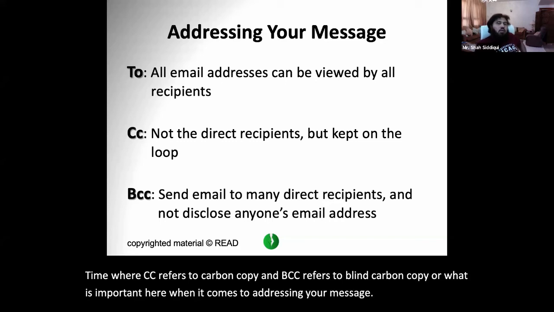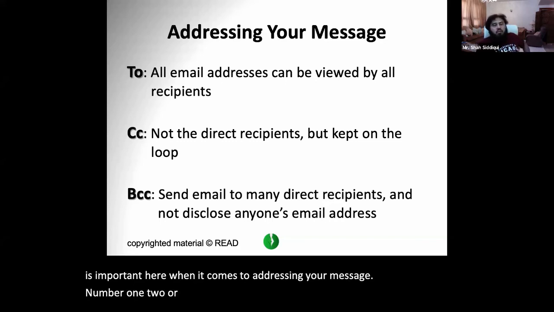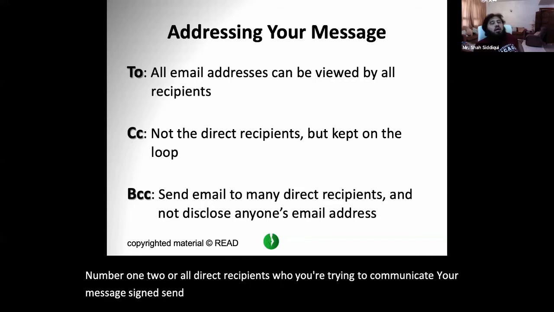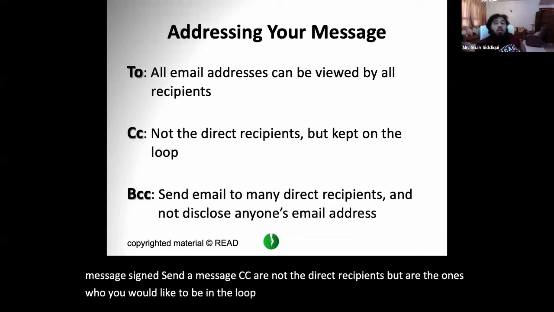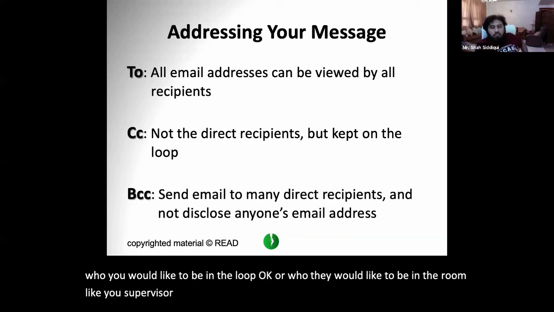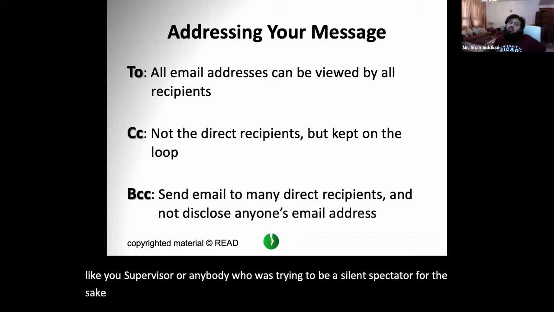Number one, the To recipients are all direct recipients to whom you're trying to communicate your message. CC recipients are not the direct recipients, but are the ones you would like to keep in the loop, or who would like to be in the loop, like a supervisor or anybody who is a silent spectator for the sake of records. This is more of a legal issue.